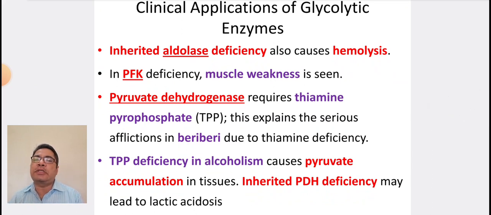Inherited aldolase deficiency causes hemolysis. In PFK deficiency, muscle weakness is seen. Pyruvate dehydrogenase requires thiamine pyrophosphate, that is TPP. This explains the serious afflictions in beriberi due to thiamine deficiency. Thiamine pyrophosphate deficiency in alcoholism causes pyruvate accumulation in tissues. Inherited PDH deficiency may lead to lactic acidosis.